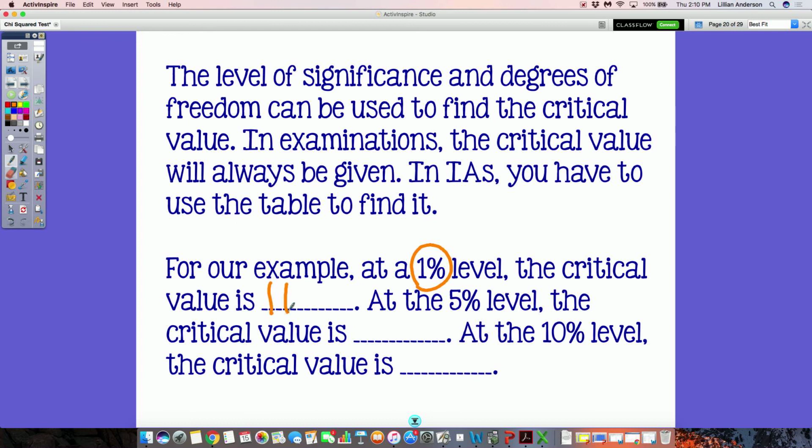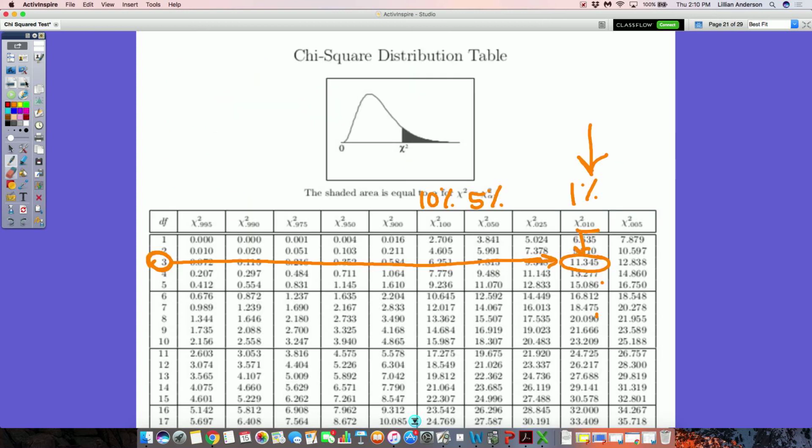And again, I know this is not on your notes, but I just want to make sure everybody can read this. So at a 5% significance level, look at your table. What would that number be? Careful. 7.815. Because we use degrees of freedom of 3, we go to the 5% column and see where they intersect, and it's that number right there. So our critical value would be 7.815.